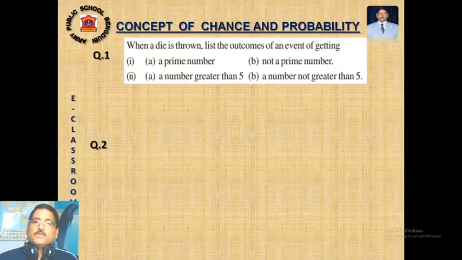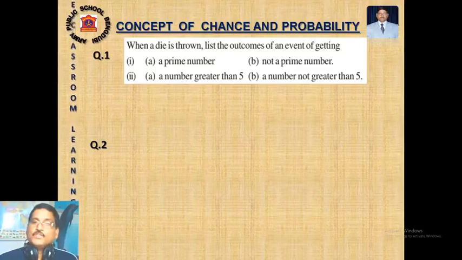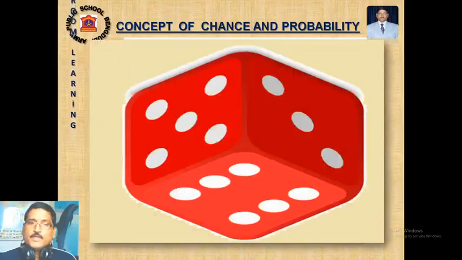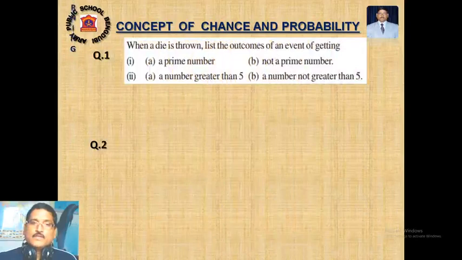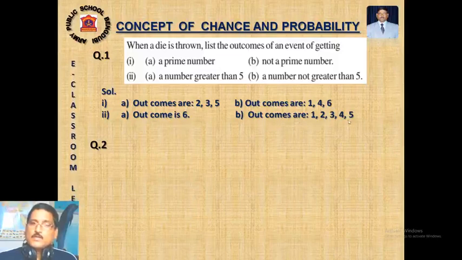Not prime means 1, 4 and 6. Number greater than 5: how many numbers are greater than 5? Only one, that is 6. The outcome is the number 6. Number not greater than 5 means 5 and below: 1, 2, 3, 4, 5. So when a die is thrown this way, you can convert it like this. These are the outcomes: prime number, not prime number, number greater than 5 is the 6.